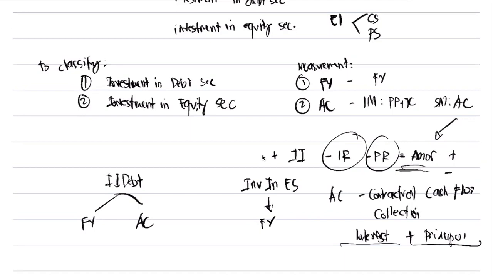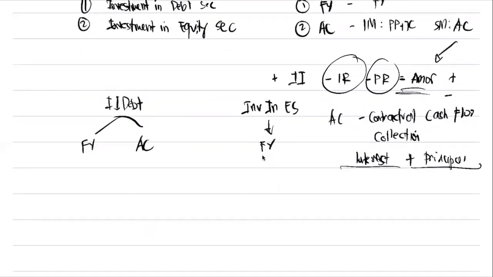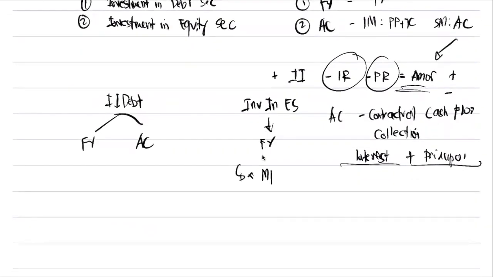That's for amortized cost. And take note, one thing that we need to amortize is the contractual cash flow collection of interest and principal. Now, your equity securities do not bear a maturity date nor a maturity value. Therefore, we do not expect the contractual cash flow collection of interest plus principal here.